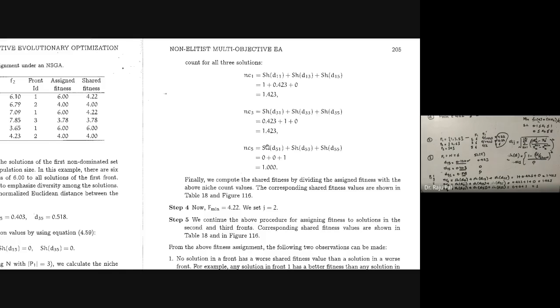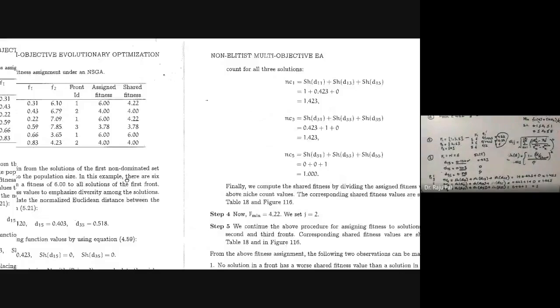Now front 2 contains only 2 solutions. You can see in the table, for front 2 we have 2 solutions, solution number 2 and solution number 6. So solution number 2 and 6, you can see here. Okay, and the updated F min value is now 4.22.